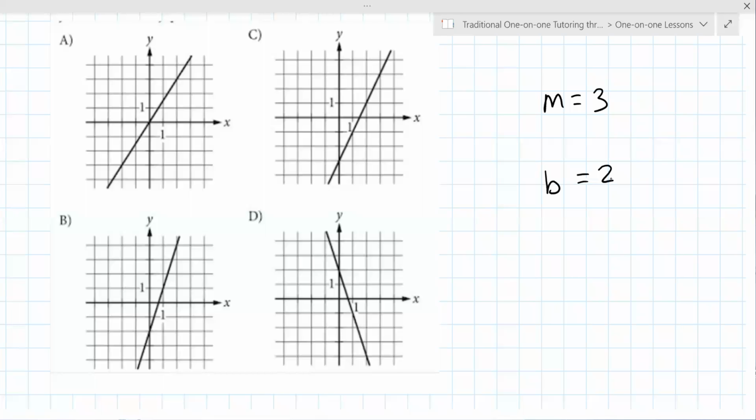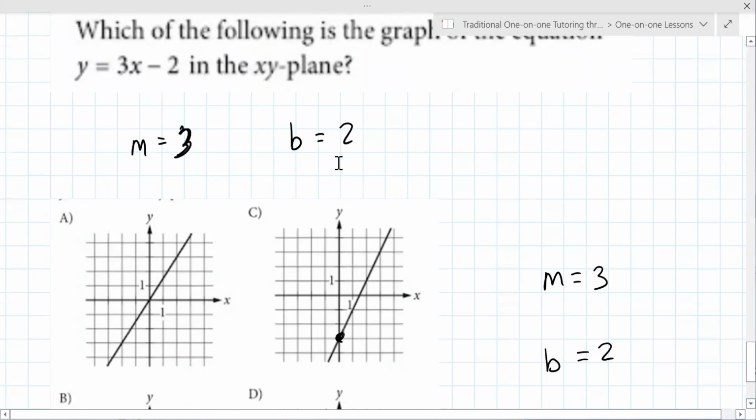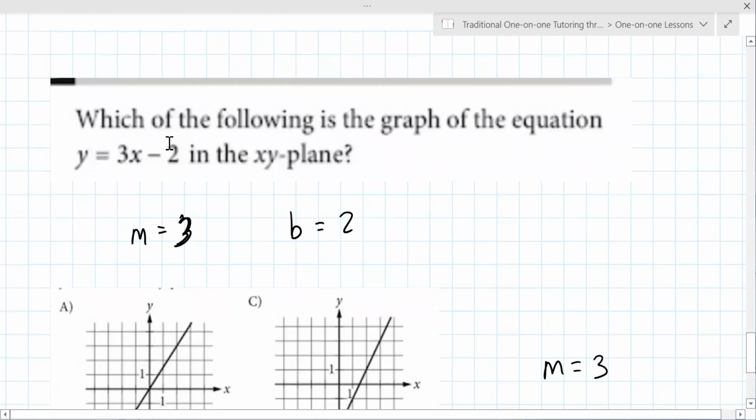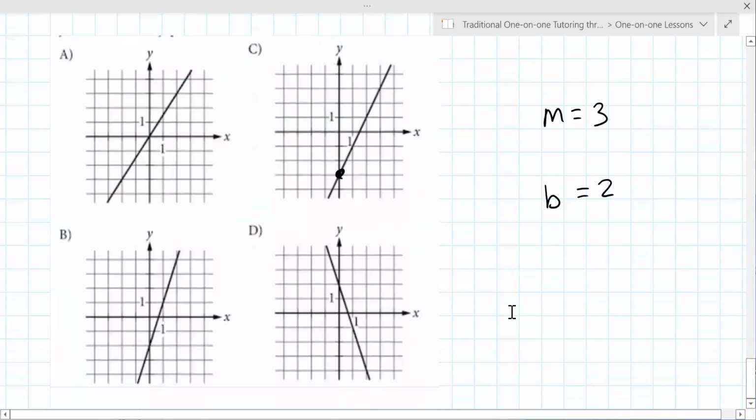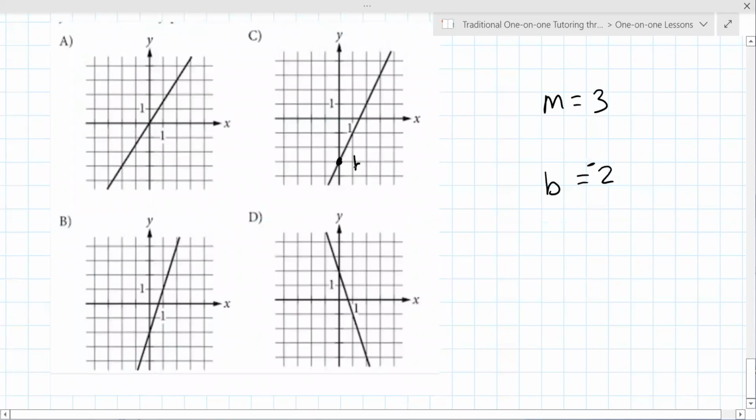C. Okay. What is the b value of C? Where does it cross the y-axis? It crosses over there. It's 2, 1. Okay. So I think we've got a problem up here. What is the b value? 2, negative... Well, which is it? Is it 2 or negative 2? Negative 2. So which of these has a slope of 3 and a b value of negative 2? So try again. This has a b value of negative 3. So it's definitely not C.